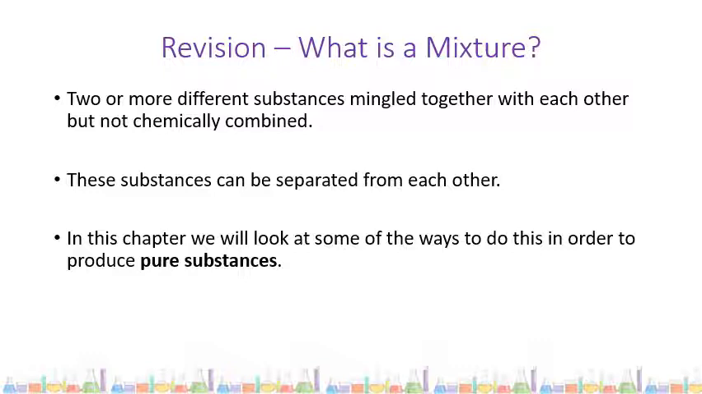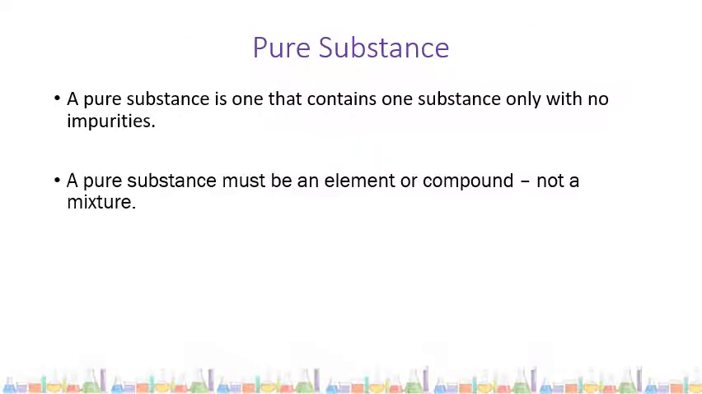And in this chapter, we're going to look at some ways to separate the mixtures in order to produce a pure substance. A pure substance is one that contains one substance only, so it has no impurities in it. You wouldn't drink water that has some dirt in it because you know it's not pure water. It has impurities, it has dirt in it. So a pure substance must be an element or a compound. It's not a mixture. For example, pure water would be just H2O, would just have those water molecules in it. It wouldn't have anything else.